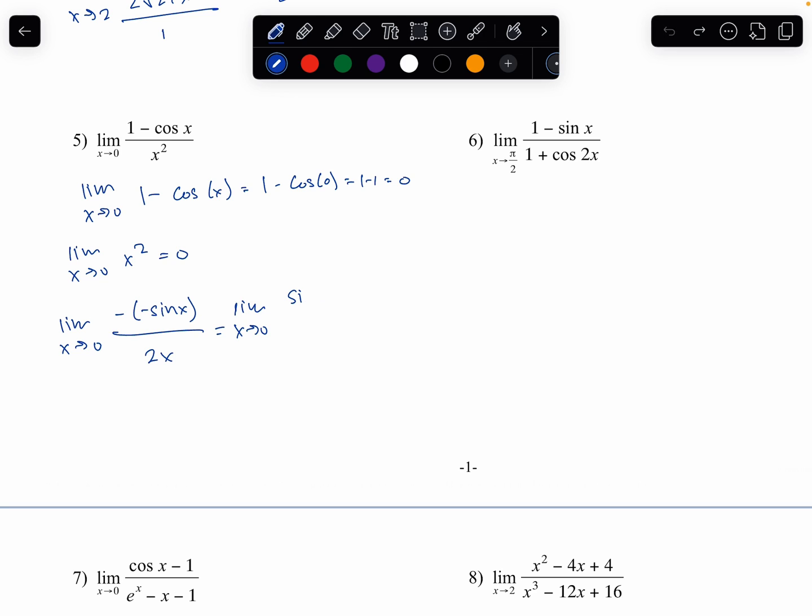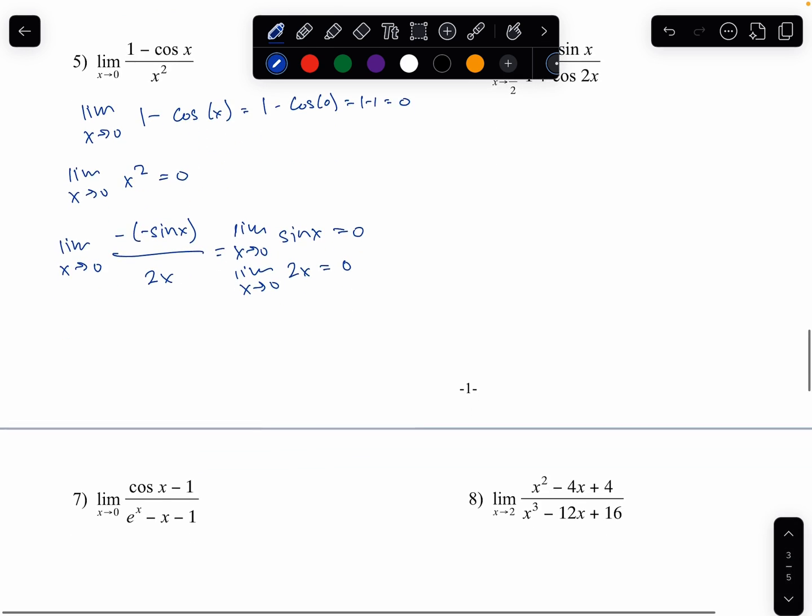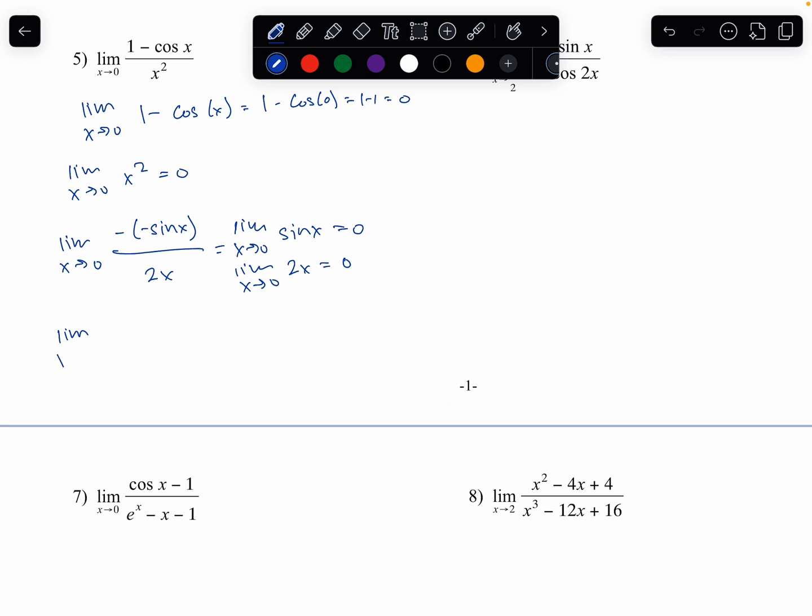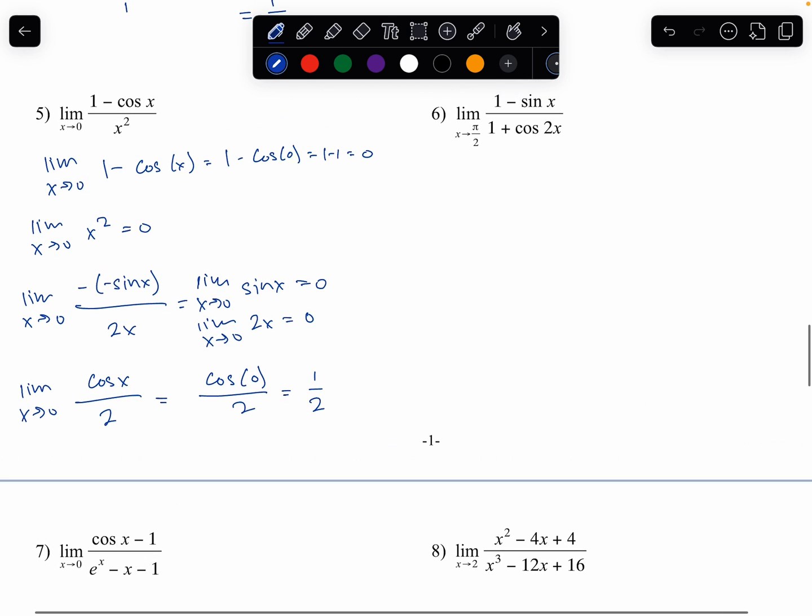Now I have to be careful here because I'm going to get another indeterminate form. The limit of sine of x is equal to 0, and the limit as x approaches 0 of 2x is equal to 0. So we have to do it again. The limit as x approaches 0 of the derivative of sine, which is going to be cosine of x, over the derivative of 2x, which is 2. This is going to be equal to cosine of 0 over 2, and cosine of 0 is 1, so we get 1/2 as the value of our limit.